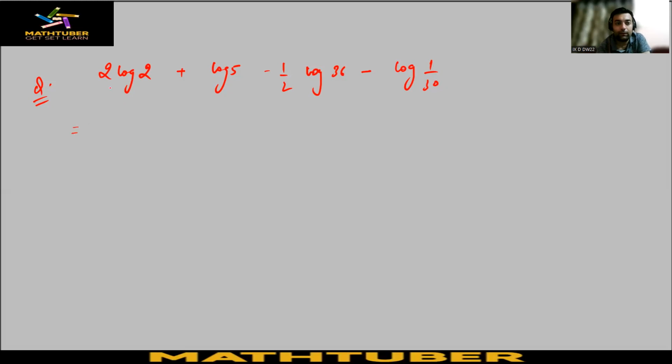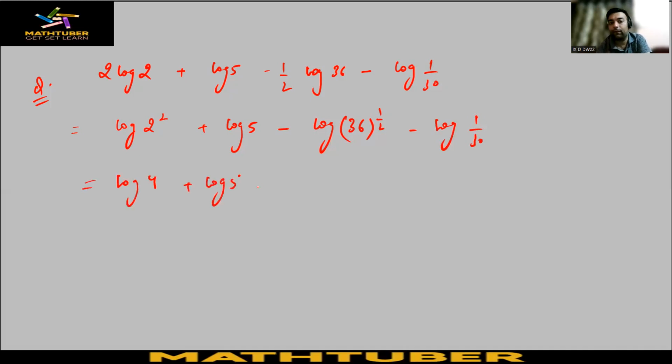So all these terms which we have, because nothing is getting cancelled here, what we have to do is take the numbers in front to the powers. So it will become log 2 raised to power 2 plus log 5 minus log 36 raised to power 1 by 2 minus log 1 by 30. So this will become log 4 plus log 5 minus log 36 root, which will become 6 here, and this will become 1 by 30 here.